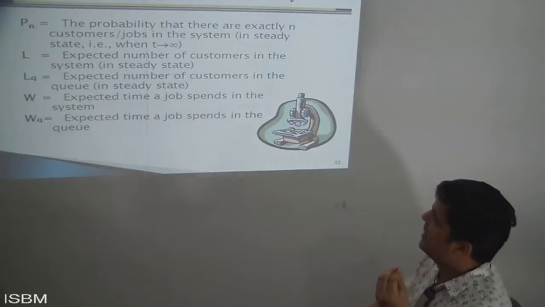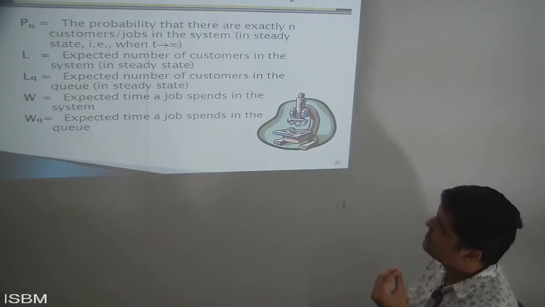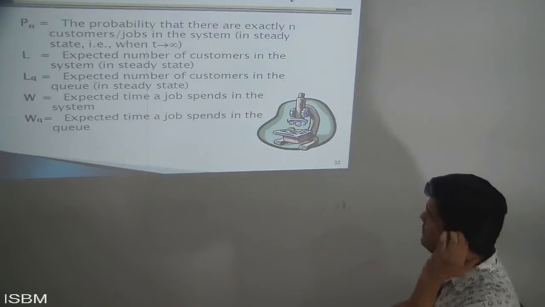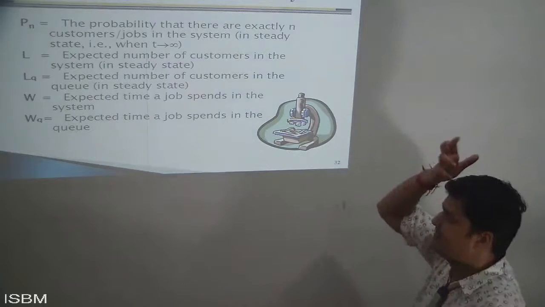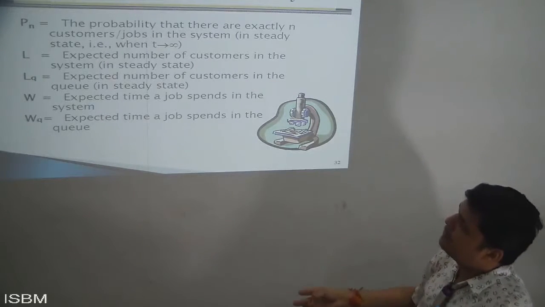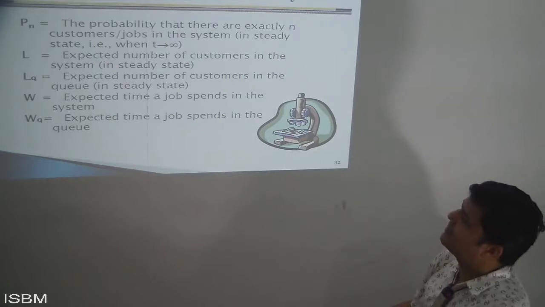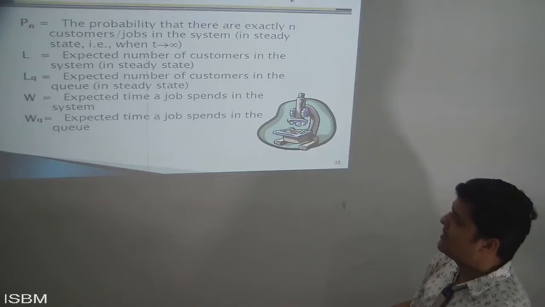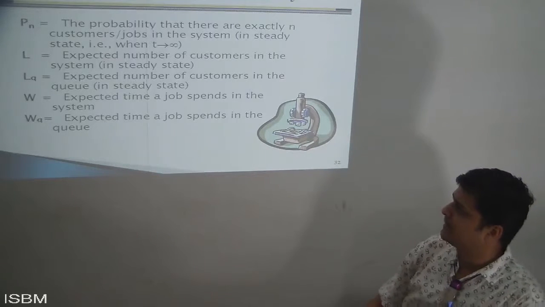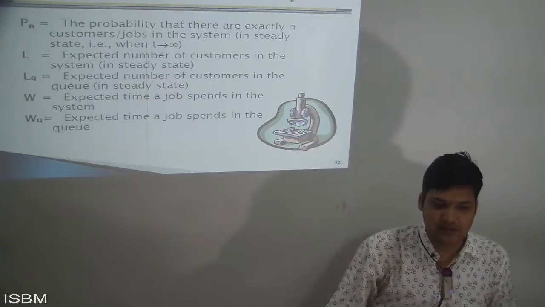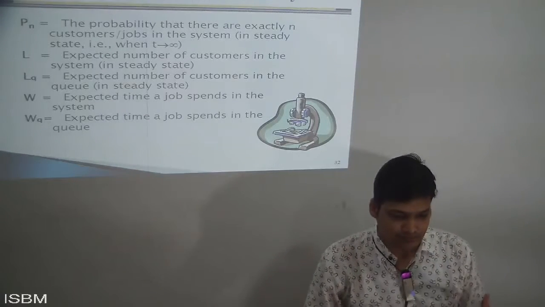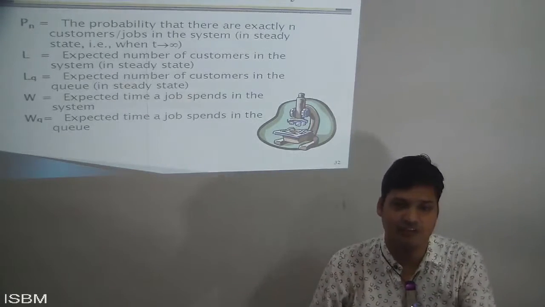So we have the notation for steady state analysis. P_n is the probability that there are exactly n customers or jobs in the system. L is the expected number of customers in the system. Lq stands for the expected number of customers in the queue. W is the expected time a job spends in the system, and Wq is the expected time a job spends in the queue. So these are the notations for each and every value that we can check over here.